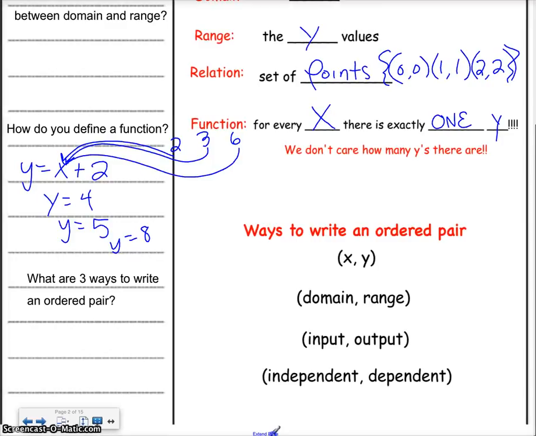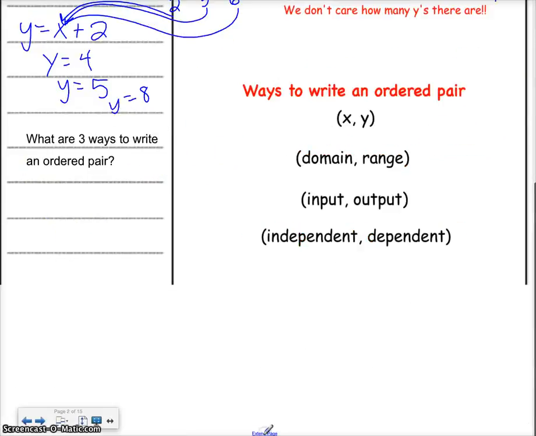Next one, these are different ways to write ordered pairs. So an ordered pair is x, y. X is the domain, y is the range. So it can be domain, range. X is what you input into an equation, and y is the output. It's what comes out. X is independent, y depends. So x, y, domain, range, input, output, independent, dependent, those are all ways to identify a point on a line.